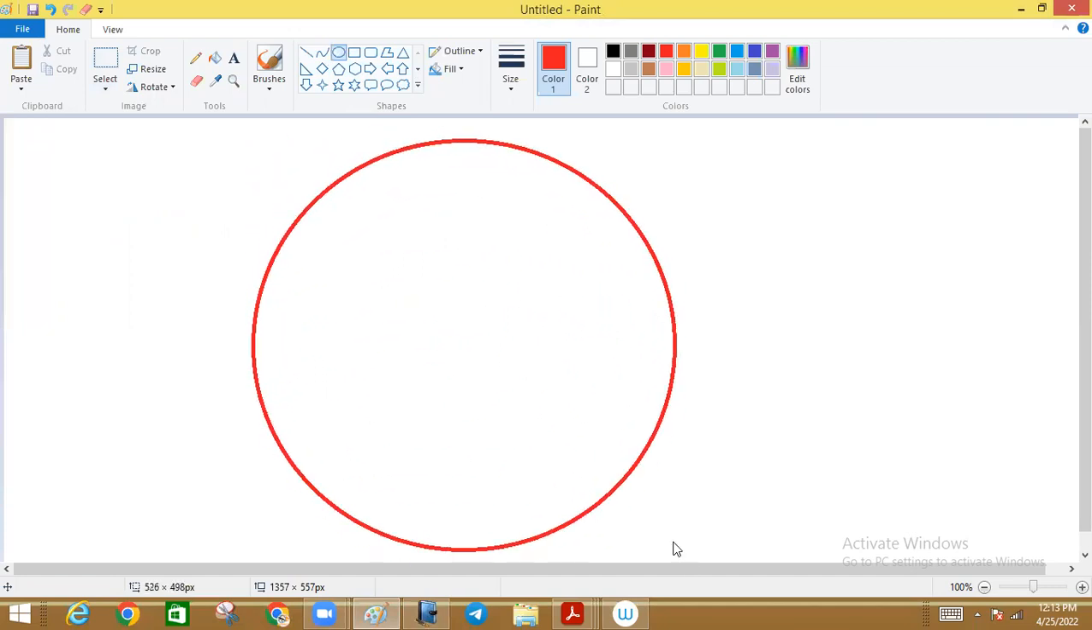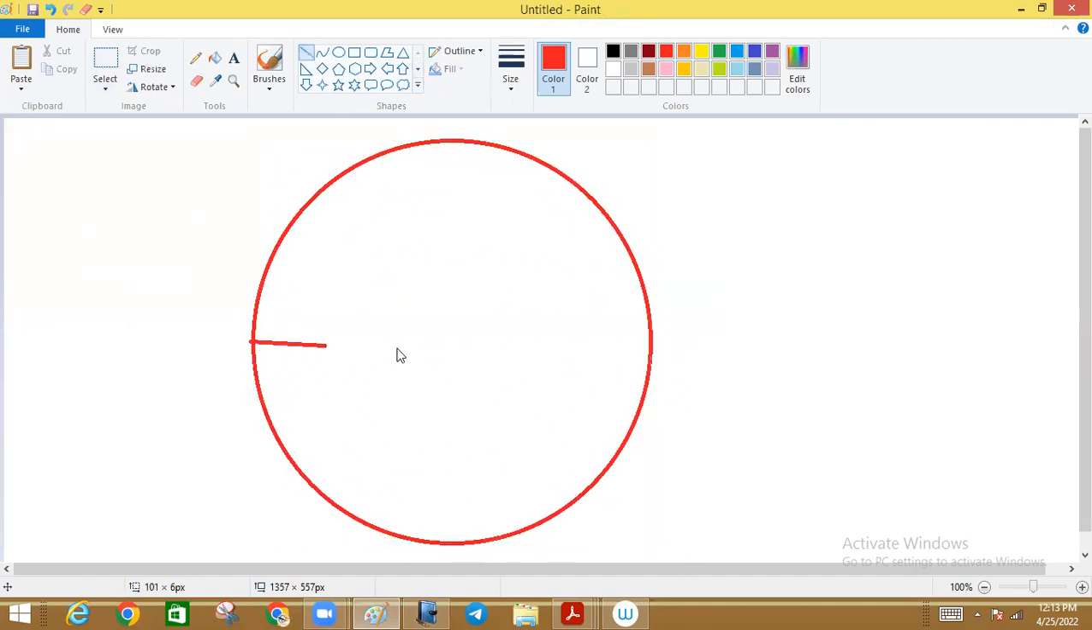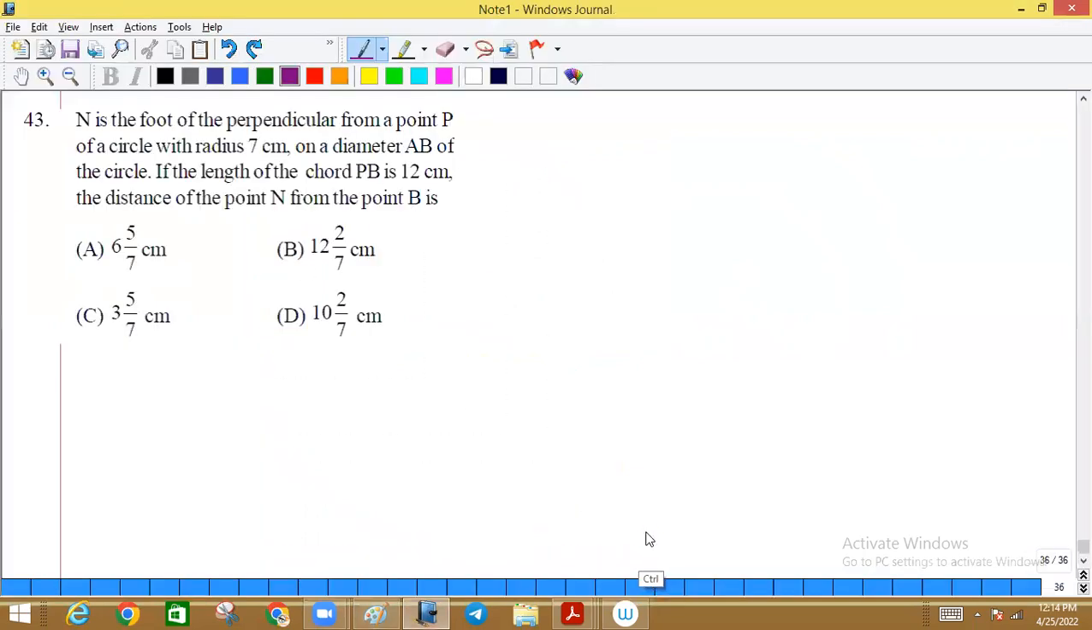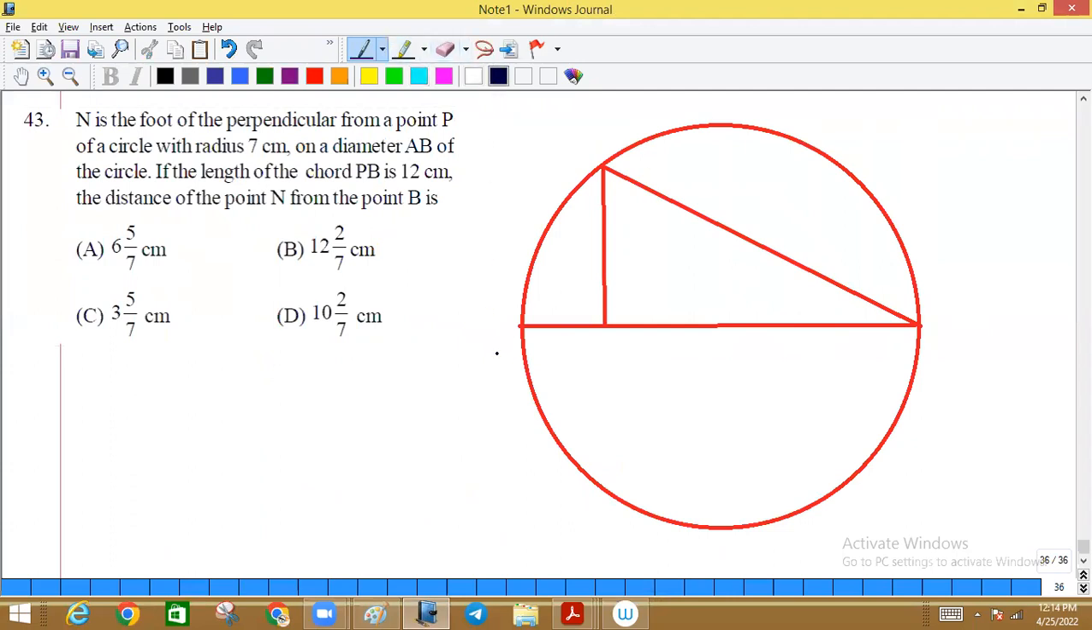take a circle, take the diameter AB. From point P, see, it can be any foot of perpendicular. Point P can be here, foot of the perpendicular. You are drawing from point P. But where is point P in this? He clearly gives you that PB is equal to 12. Therefore, I'll take it somewhere here. Like this, I'll take it. So rest of it, I don't take. Now what is AB? AB is diameter. Length is 14. PB is 12. This is PN, foot of the perpendicular.